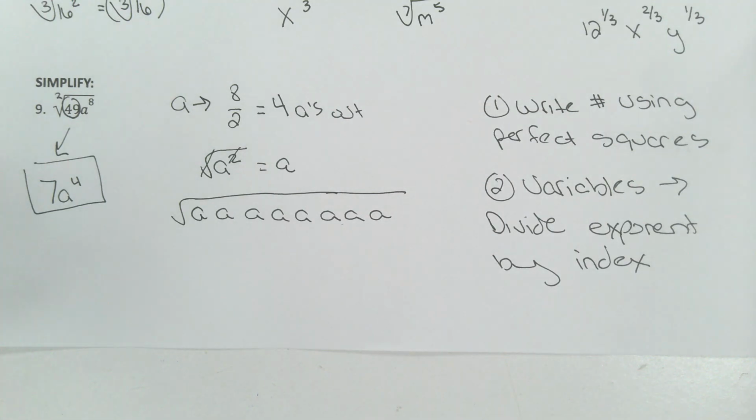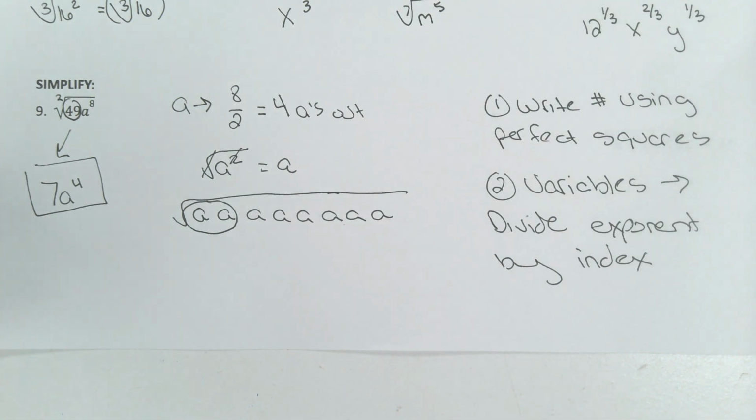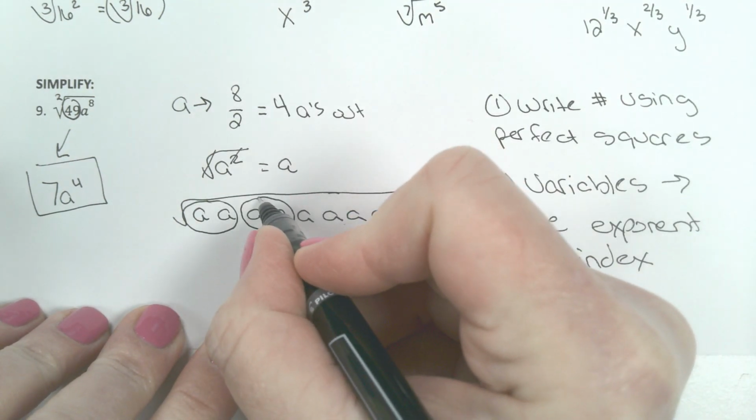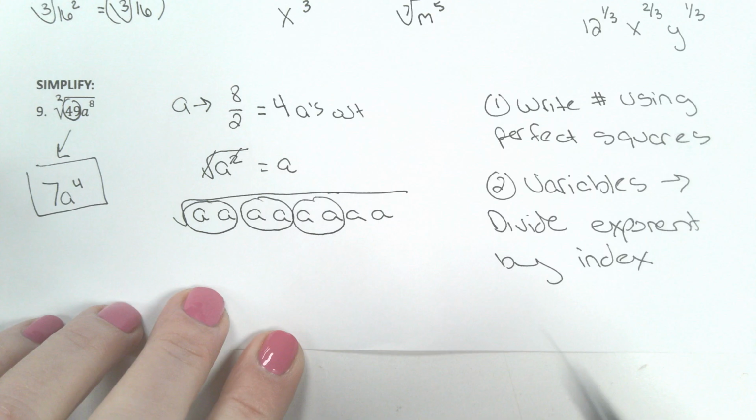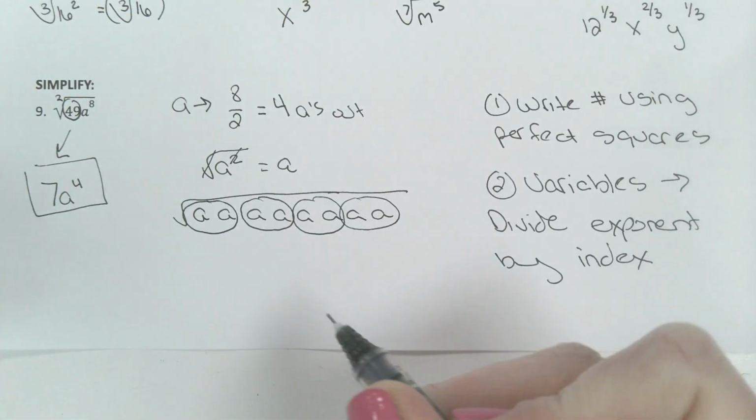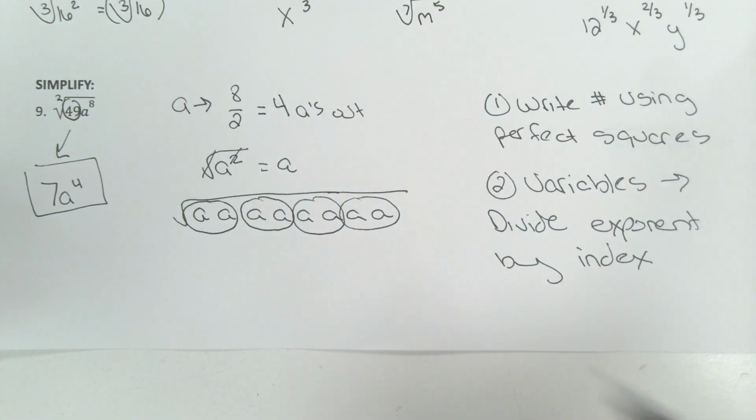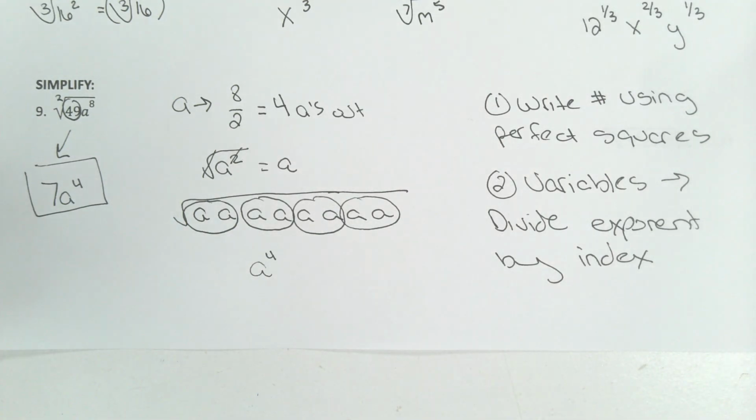So here you have A, he found a buddy. That A, he found a buddy. And that A, he found a buddy. So you had 8 prisoners in jail, and only 4 of them escaped and came out alive. Great stupid story? Yes. Maybe you will remember how to simplify variables. All right, let's go again.